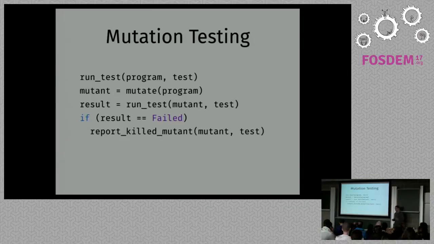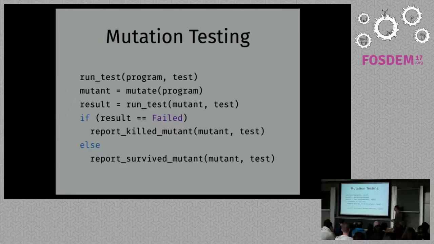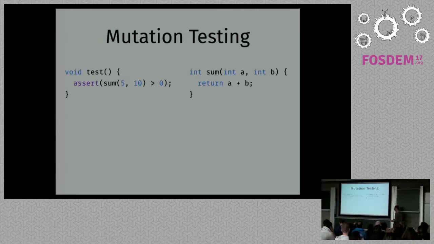So if you run a test against a mutated program, then the test should fail. If that's not the case, then we claim that the mutant survived, and this is kind of bad. It means that something is wrong, either the code or the test. So here again, our initial example was the test and the program.